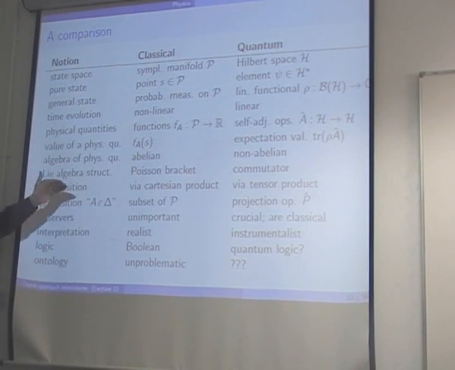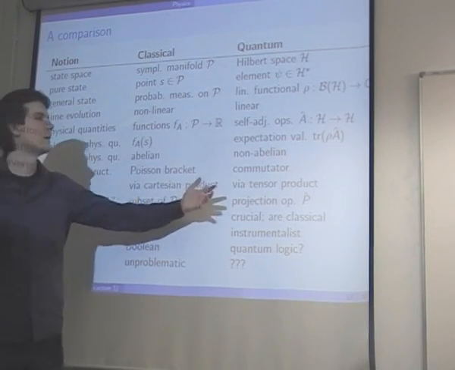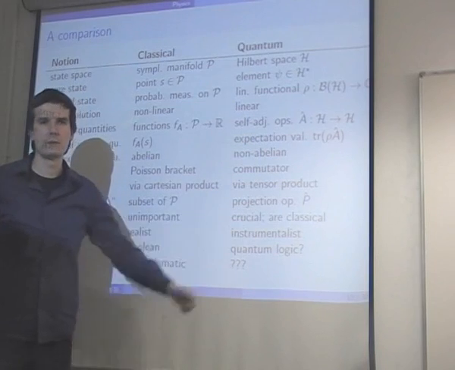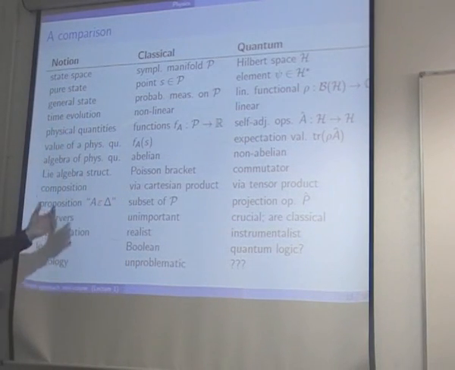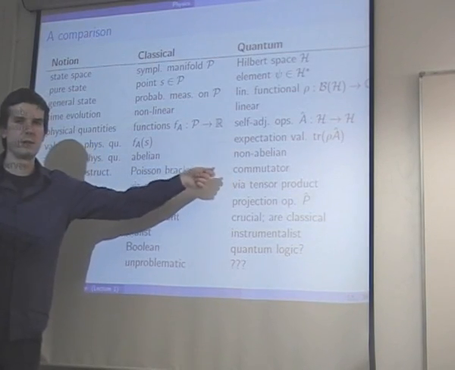Composition of systems works classically via the Cartesian product of the state spaces and via the tensor product of the Hilbert spaces on the quantum side. This also has a lot to do with more states in the tensor product than you would have in the Cartesian product.